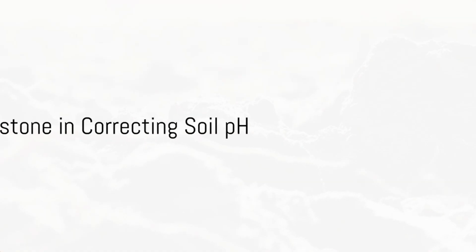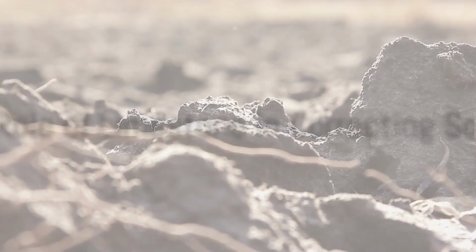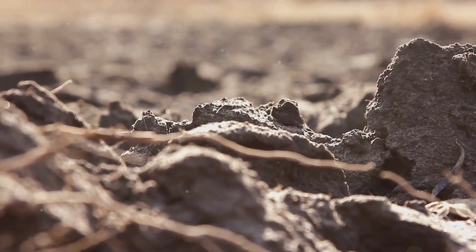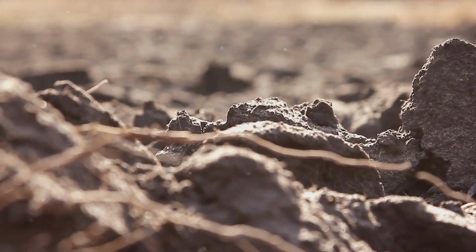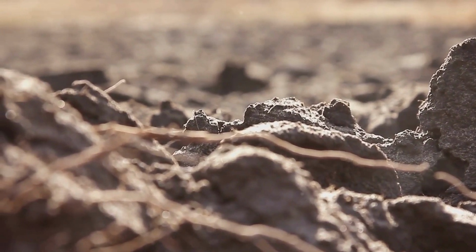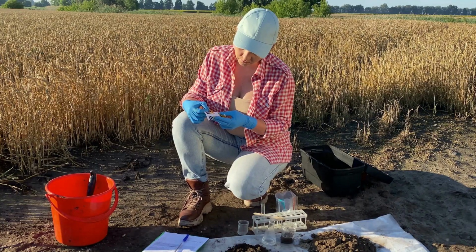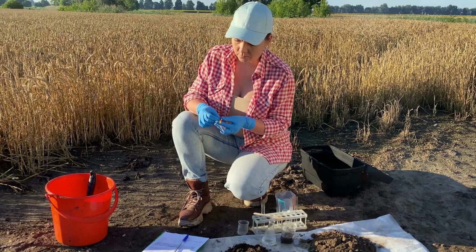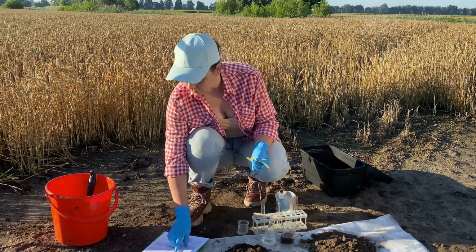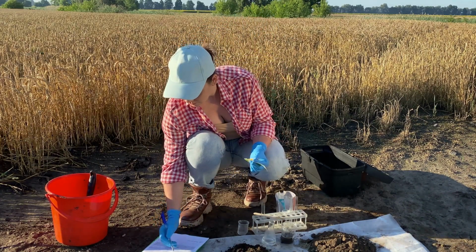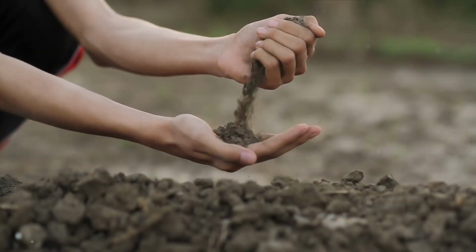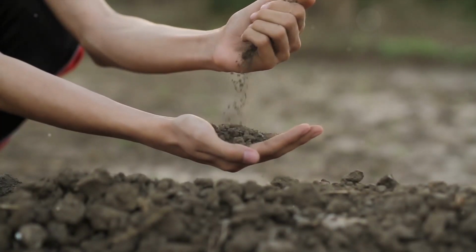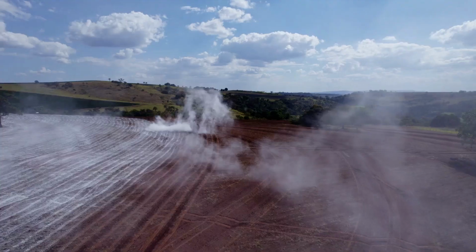So, how can limestone help in correcting soil pH? Limestone, a naturally occurring mineral, plays a significant role in adjusting soil pH levels. It's like a soil doctor that prescribes just the right medicine to bring your soil back to health. When limestone is added to soil, it reacts with the acids present and neutralizes them, thus increasing the soil's pH. This simple act of adding limestone can significantly improve your soil's fertility, making it more conducive for grass growth.